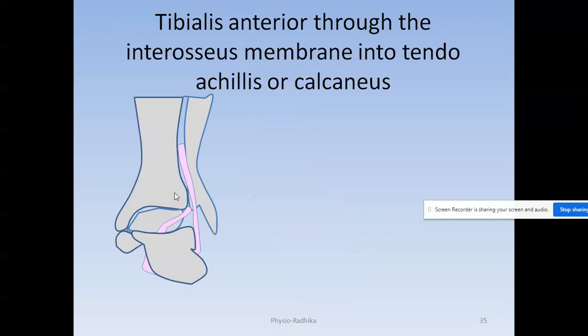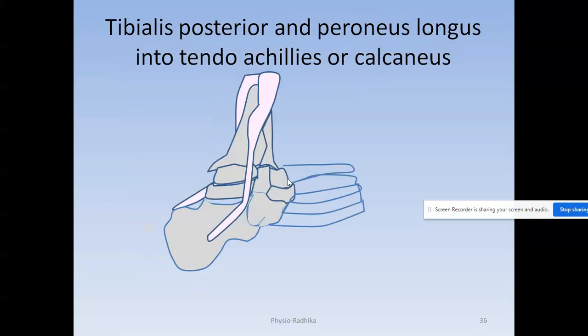Coming to the next part, tibialis anterior through the interosseous membrane into tendo achilles or calcaneus. The image demonstrates the posterior view. This is tibia and this is fibula, where the last end bone is calcaneum. The tibialis anterior, which is lying on the anterior aspect of the tibia, a hole is made through the interosseous membrane where the muscle from anterior is pulled through the hole into the posterior aspect, and in a circular manner it is attached to the calcaneus or the tendo achilles in order to achieve the action of plantar flexion.